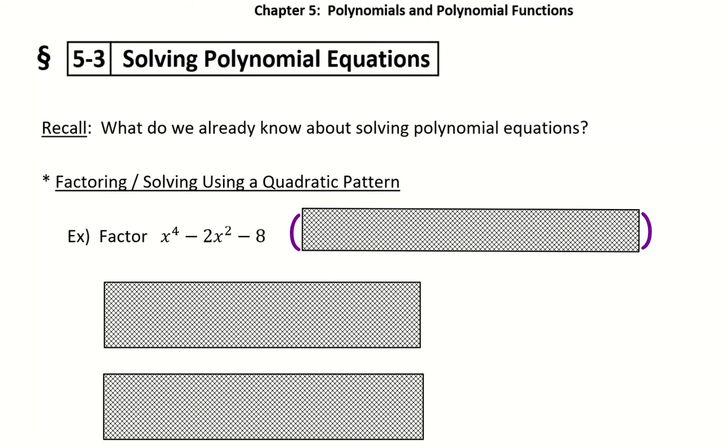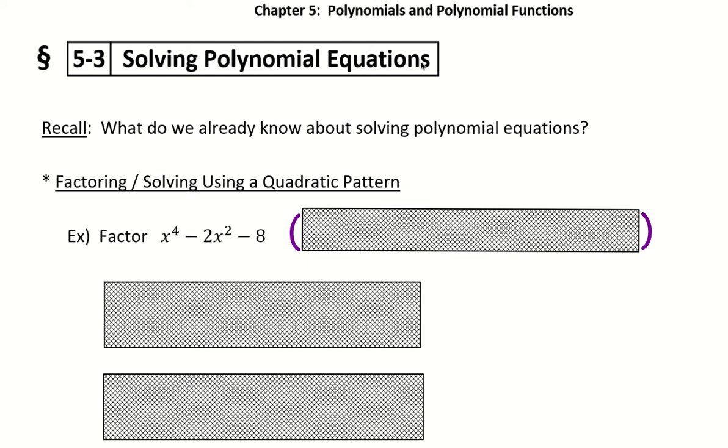Alright, gang, let's get into a little 5-3. And this is basically going to be it for what I guess we're sort of calling Chapter 5. So in 5-3, looks like we're going to be solving polynomial equations.